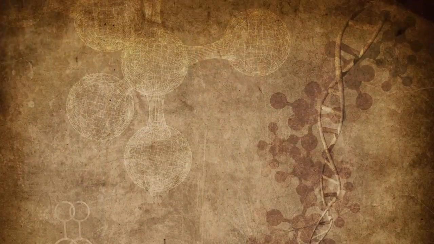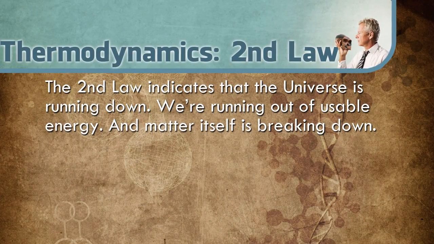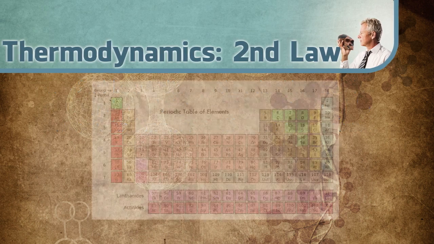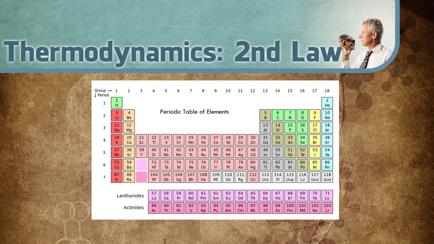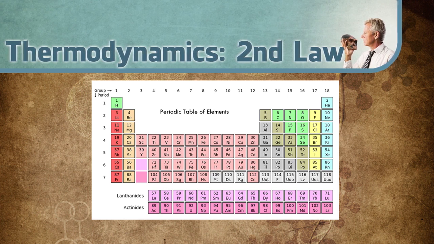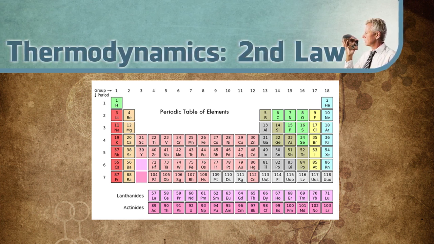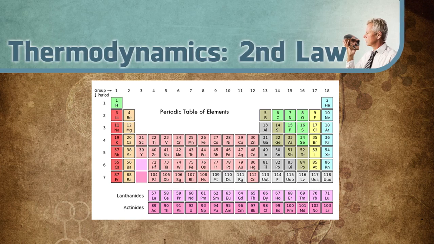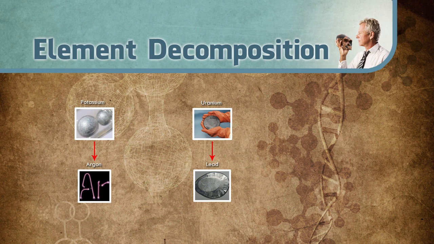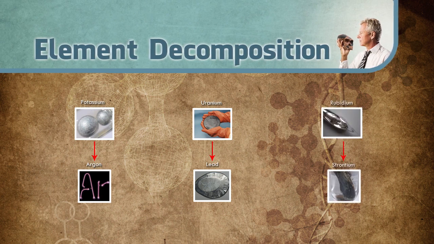In an earlier session, I discussed the first and second laws of thermodynamics. The second law indicates that the universe is running down. We're running out of usable energy. Matter itself is breaking down. And scientists have discovered that elements on the periodic table break down or decompose into other elements on the table over time. And the breakdown appears to be at constant rates today. For example, potassium breaks down into argon, uranium into lead, and rubidium into strontium.